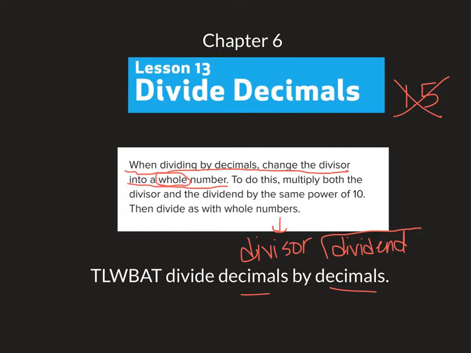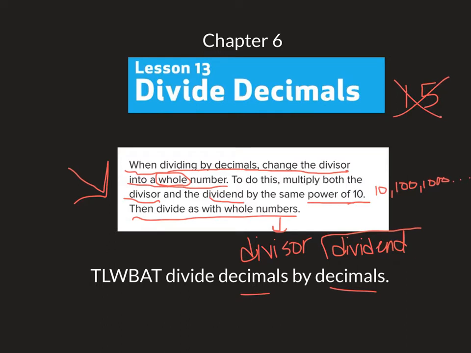It says to do this, we're going to multiply both the divisor and the dividend by the same power of 10. So we'll talk about what that means, but will you write this? Well, let's just write this whole thing. Pause the video, write it all in there. When dividing by decimals, change the divisor into a whole number. To do this, multiply both the divisor and the dividend by the same power of 10. Remember when you talk about powers of 10, we talk about 10, 100, 1,000, and so on. Then divide as with whole numbers.